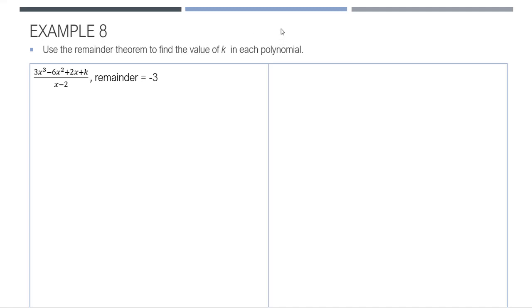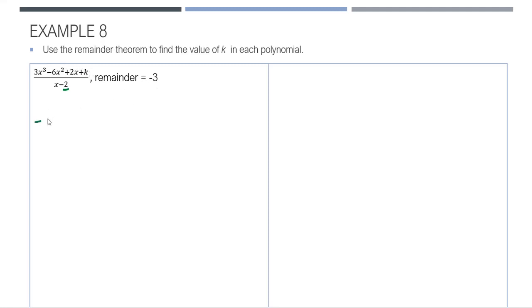Okay, our final question for the section. Use the remainder theorem to find the value of k in the polynomial. So this is our original polynomial. It's being divided by x minus 2. And we're told that when we do this division, we get a remainder of negative 3. So we need to use the remainder theorem then. So the remainder theorem says if I was to actually substitute in 2 for all of these x's, I would get a remainder of negative 3.